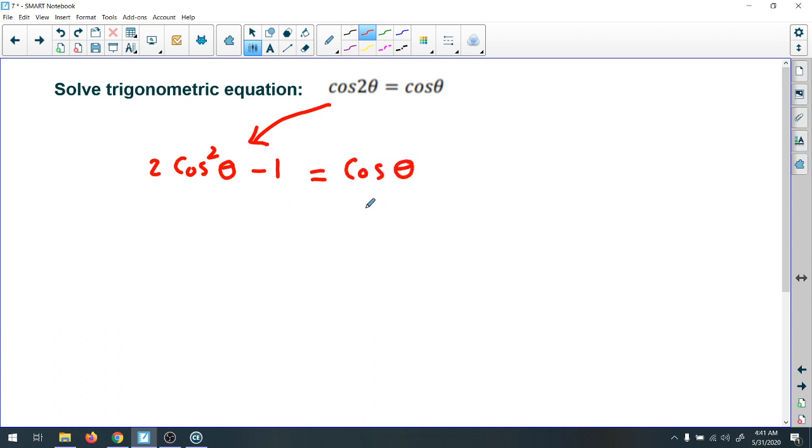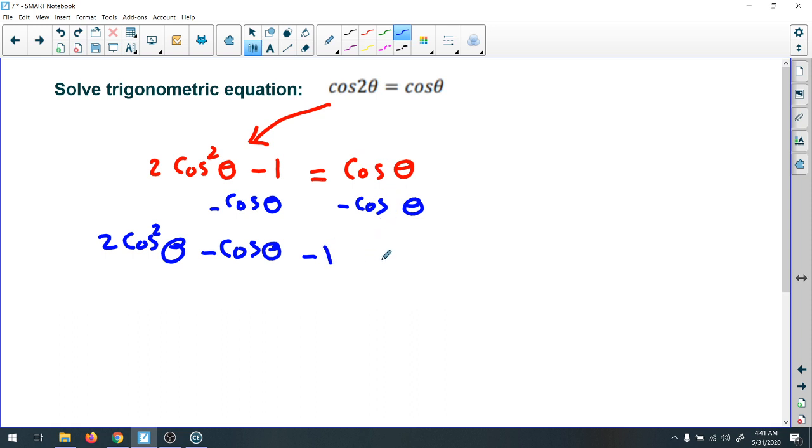Now we could solve the equation. Subtract cosine theta from both sides. So it will be 2 cosine square theta, let's insert minus cosine theta in the middle, and then minus 1. Then cosine minus cosine equals 0. We could factor. If you remember, 2x squared minus x minus 1, we could factor it. Factor trinomial.